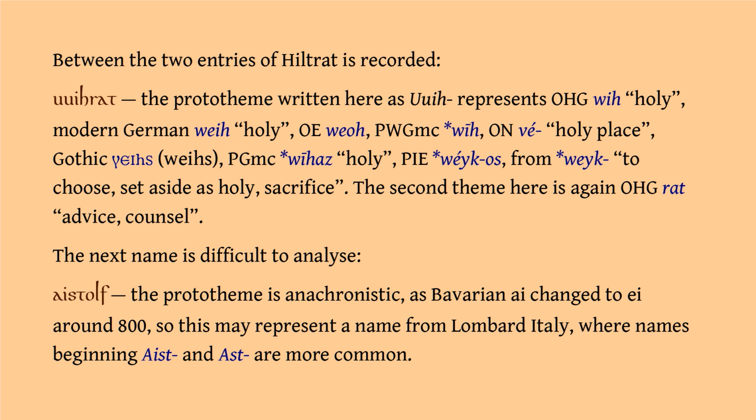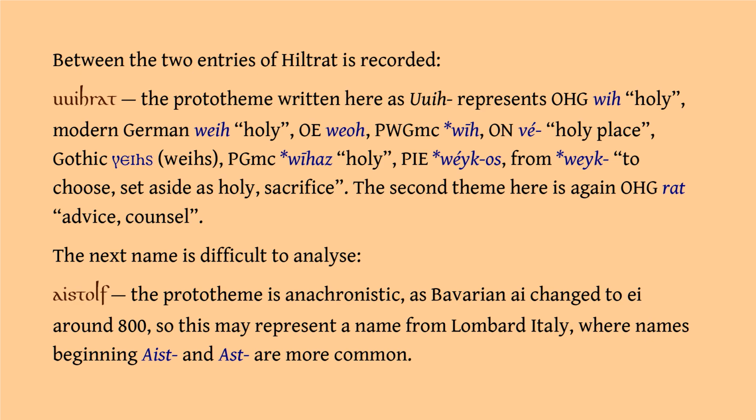Between the 2 entries of Hilthrat is recorded Wihrat. The prototheme written here as UUIH represents Old High German Wi, holy, Modern German Vai, holy, Old English Weo, Proto-West Germanic Wi, Old Norse We, holy place, Gothic Wies, Proto-Germanic Wihas, holy, Proto-Indo-European Weekos, from Week, to choose, set aside as holy, sacrifice. The second theme here is again Old High German Rat, advice, counsel. The next name is difficult to analyze.